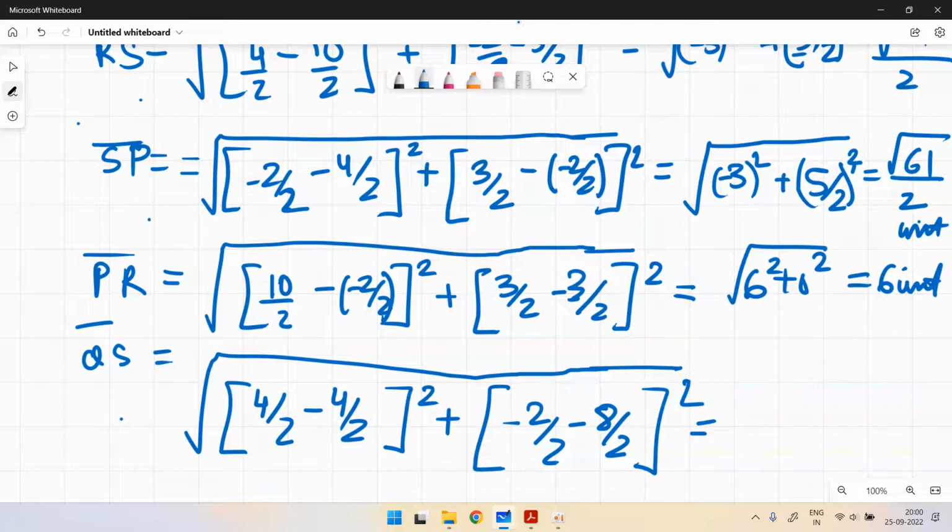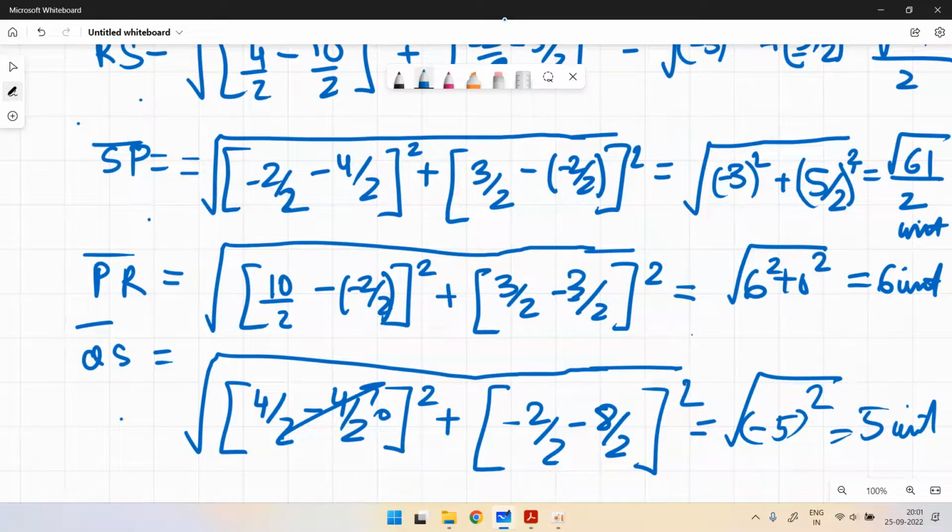So this 4 by 2 and 4 by 2, this is 0, and this is minus 2 by 2 minus 1 minus 8 minus 10. Sorry, if this 4 by 2 only, I'm just checking. This is minus 2 by 2 only. Okay. This is minus 10 by 2, or you can say this is minus 5 square. Ultimately, this is minus 5 square, and then you can say 5 unit.